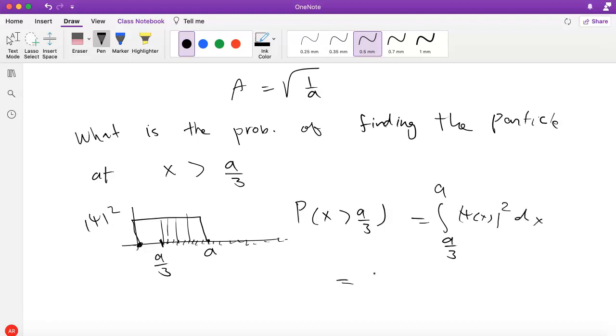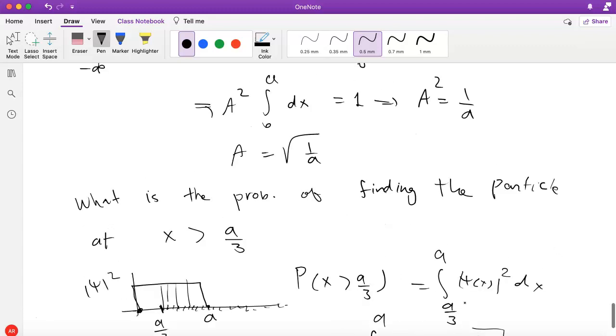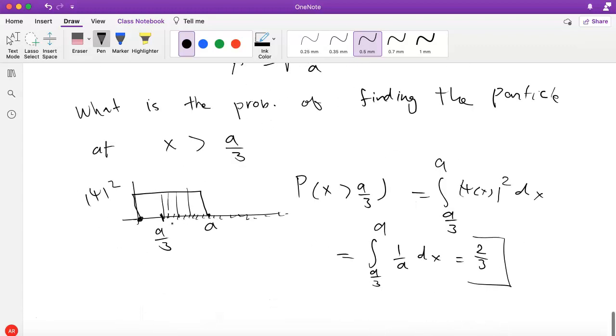And capital A squared is 1 over a. And clearly, you can factor out this, and the integral gives us 2/3 of a, so this becomes 2/3. And that's quite expected, right? We have a uniform probability. Basically, all these tiny intervals have the same probability, so this length is 2/3. So that's the probability of the particle being found there.